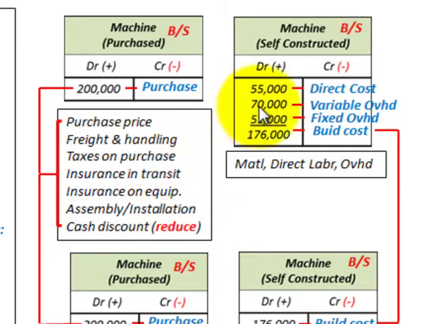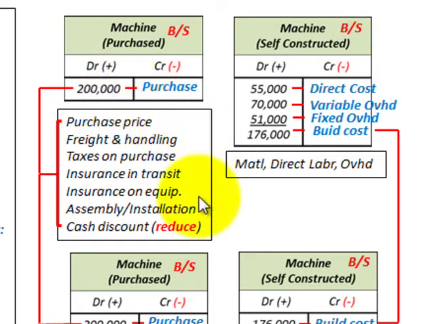And then just by comparison, a machine that's self-constructed, this is where we'd come in with our direct cost, our labor and material, and that would be a direct cost. And then we have some variable overhead, and we'd have some fixed overhead. So just totaling up all our materials, our direct labor, and overheads, we come up with our build cost. And I'm just throwing these out here. Our machine self-constructed, let's just say our build cost was $176,000 versus a machine purchased where all our purchase costs were $200,000.